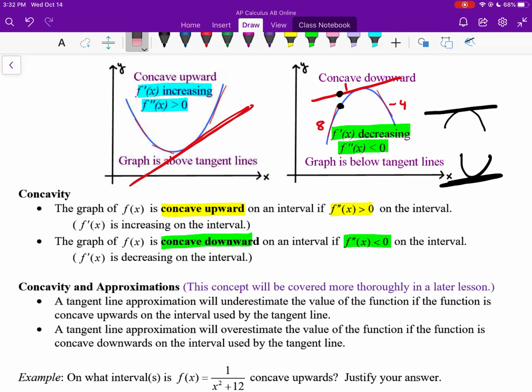Obviously, you can't see me with this. Hopefully that helps. Hopefully at some point we're back in person where you can see that visual.